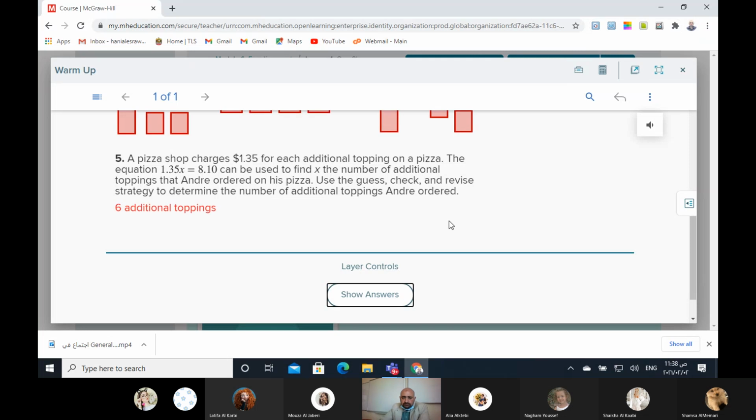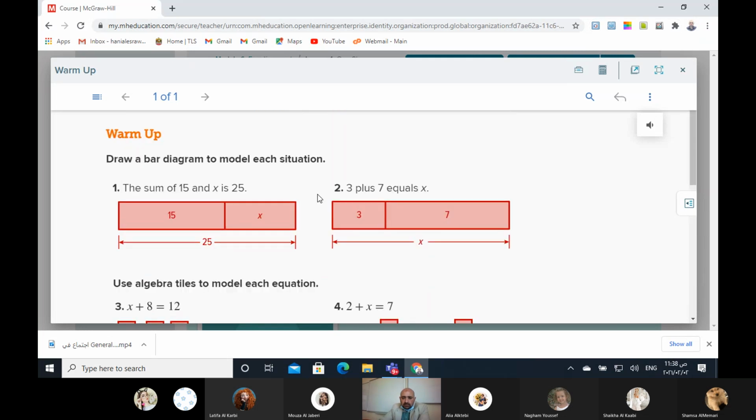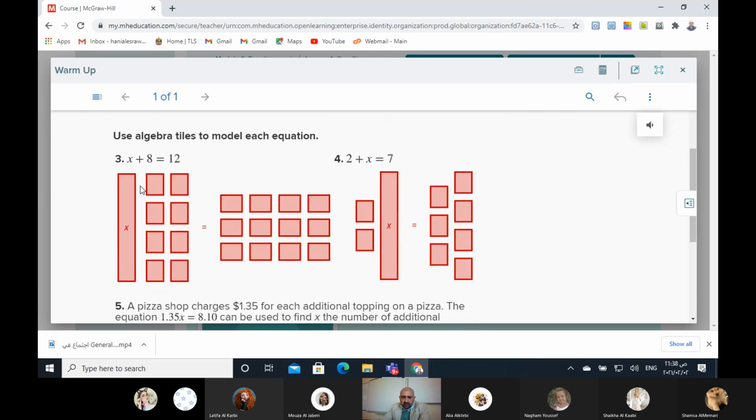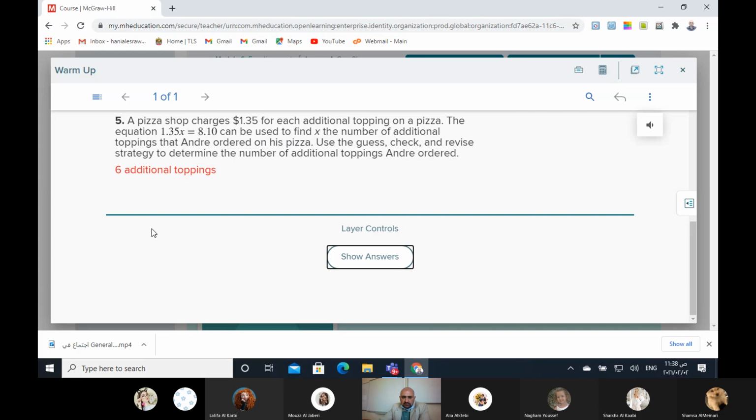Check with me, please. Here we use the model, or we can use the distributive property, the same idea. 12 and here x and equal 25. And here 3 and 7 and equal x. And here we can use the model, this is x. And here we have 8 equal what? Equal 12. And here as a model, this is x. And here we have 2 equal what? Equal 7. And here the answer 6.